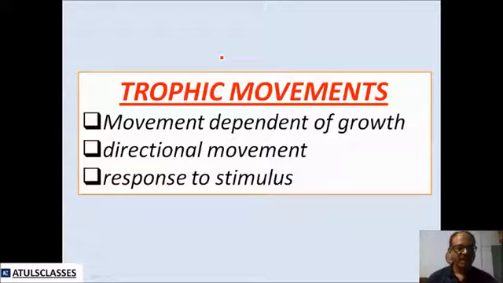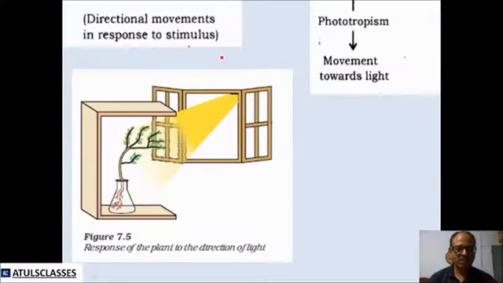Now another movement that is called tropic movements. These movements are dependent on growth. They are directional movements and they respond to the stimulus. Phototropism, a conical flask and a plant. You are seeing there is a growth of stem towards the light and the root that is away from the light. So this shows positive phototropism and the root shows negative phototropism.